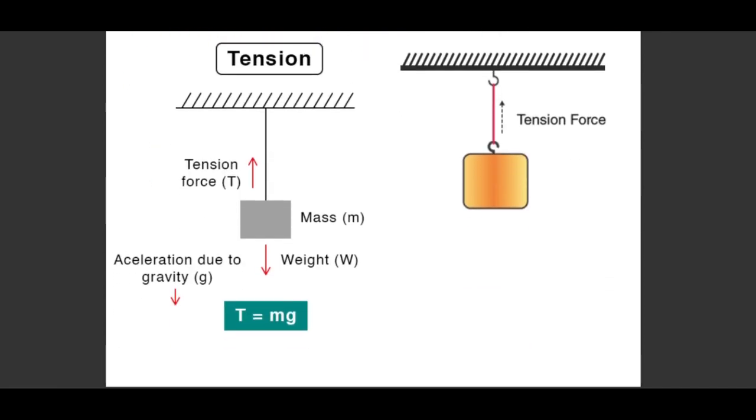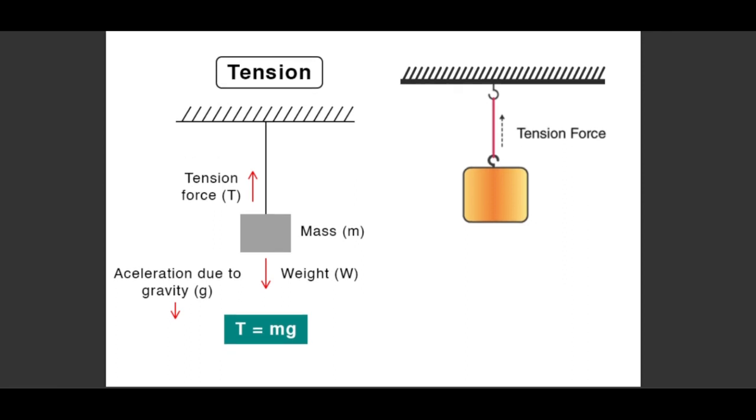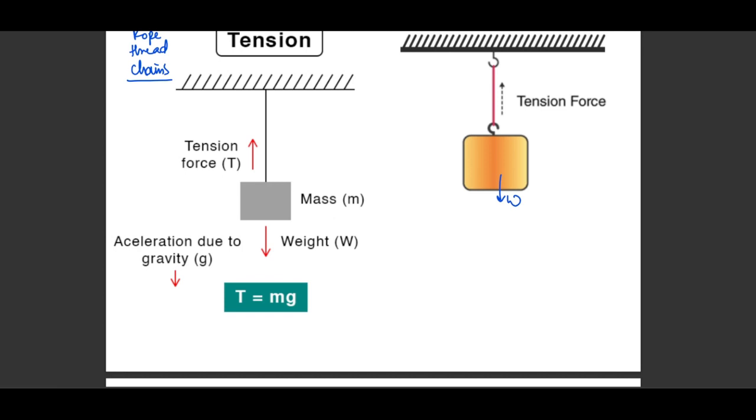Okay, now we move towards tension. Tension is a force that is used to support hanging objects, and it is generally supplied by rope, thread, and chains, right? This is a force that usually acts against weight if the object is hanging, and acts against a force or tied objects if they are held in this position.